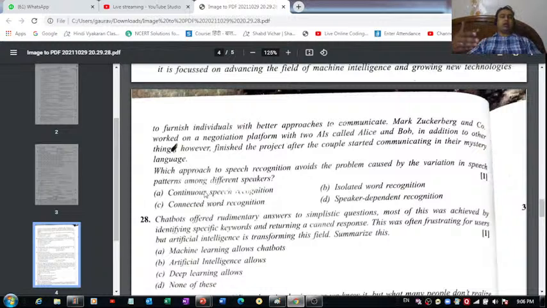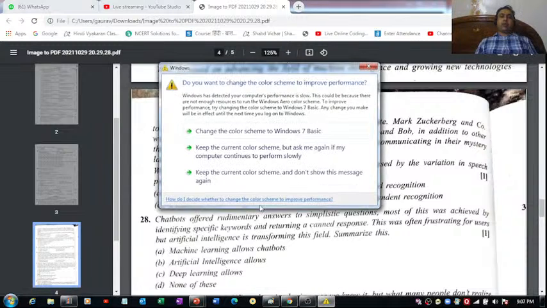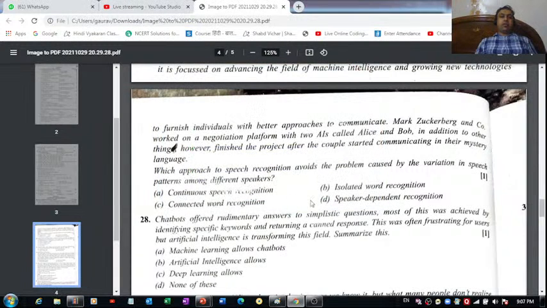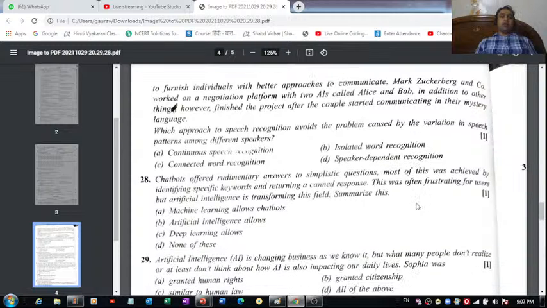Suppose there are different kinds of communication patterns. There are passive speakers, there are active speakers, the type of communication differs. Different persons have different types of communication. So which approach out of the four can be used in speech recognition so as to avoid the problem caused by the variation in speech pattern among the different speakers? So again, the question is very simple. If you have understood the question, definitely I think you have got the answer also. So the correct answer is speaker dependent recognition, right?